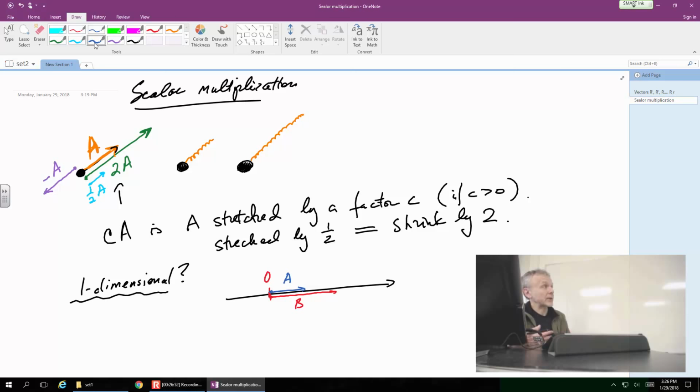These two vectors will be represented by their coordinates. There's only one coordinate in the one-dimensional space, so what happens to the coordinates? If this is 2, say, and this is 4 over here, then A plus B will be represented by what? 6. Yes, 6.